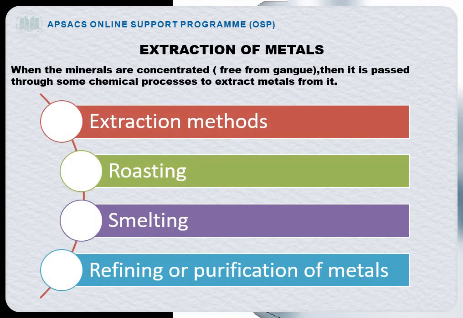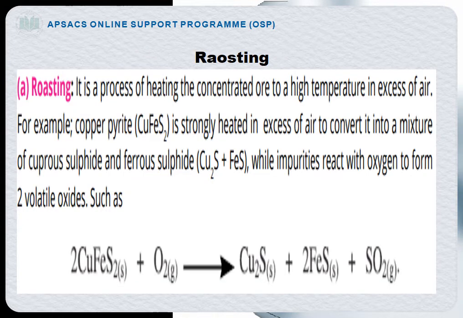In extraction of a metal, three different methods are discussed, that is roasting, smelting, and refining or purifying. Roasting is a process of heating the concentrated ore to a high temperature in excess of air. Concentrated ore is heated at a high temperature in the presence of air.